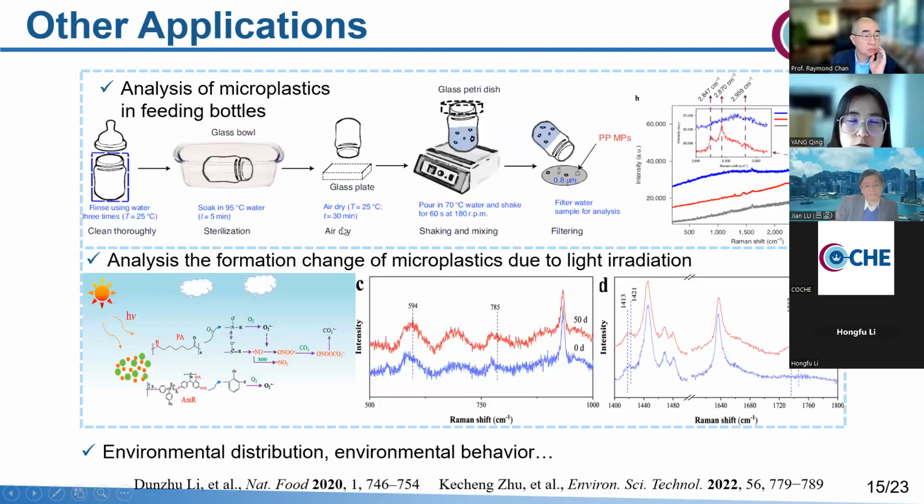In addition to using Raman spectroscopy to analyze biological samples, it has also been used in the analysis of environmental samples. This study used it to analyze the microplastics degraded from feeding bottles. It has also been used to analyze the aging process of microplastics, where the peak position and the peak intensity change. We can see that the above studies analyze microplastics.